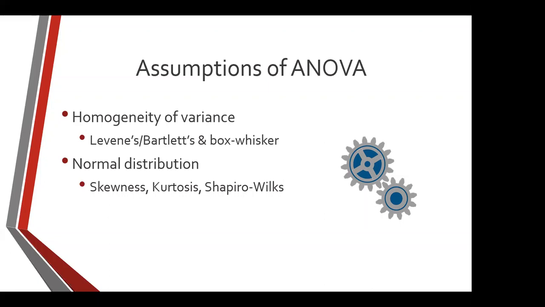And so the tests you can run to check for that, there's a few of them. Skewness and kurtosis are kind of a pair. They test how peaked the curve is and where the curve would be leaning, as well as the Shapiro-Wilk test, which is a general test for normality.